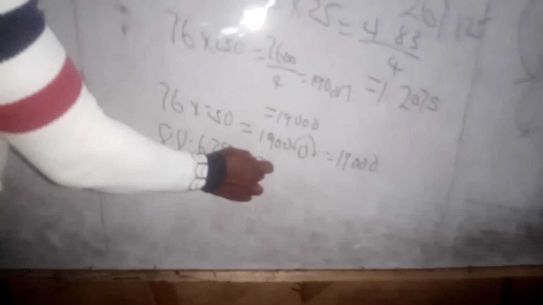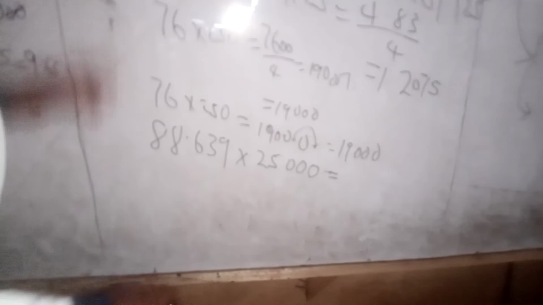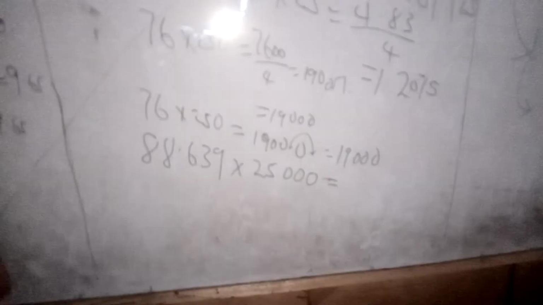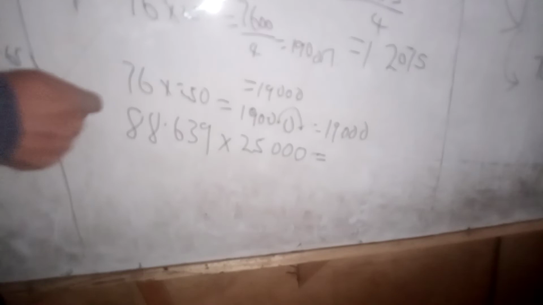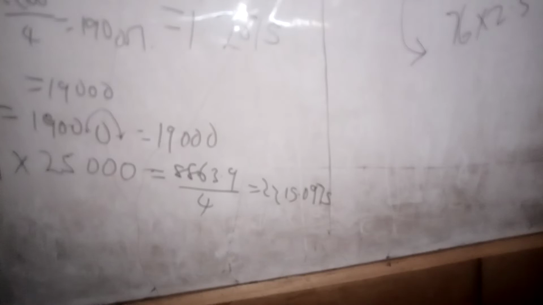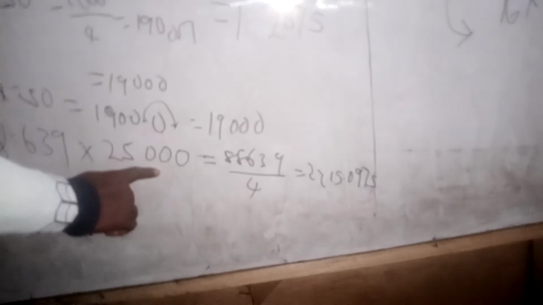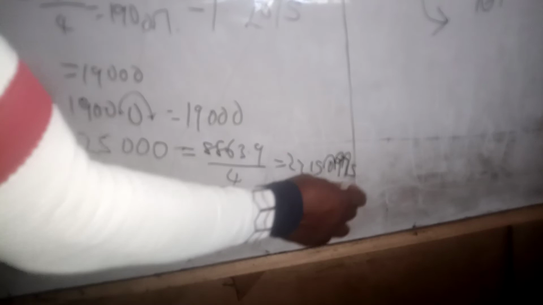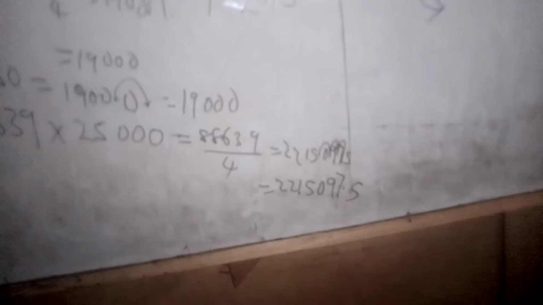88.639 times 25,000. Let's say something like that. No problem. Multiply by 25 first. The easier way to multiply by 25, I've told you, is to multiply by 100 and divide by 4. So when we multiply this by 100, you have 8863.9 all over 4. 4 into 8 is 2. Then 4 into 6 is 1, remainder 2. Then 3 comes here, into 23 is 5. So the result is 2215.975. Then how many zeros are in 25,000? 3 zeros. So you shift the decimal 3 places forward. 1, 2, 3. Hence your answer becomes 2,215,975. That is your answer.